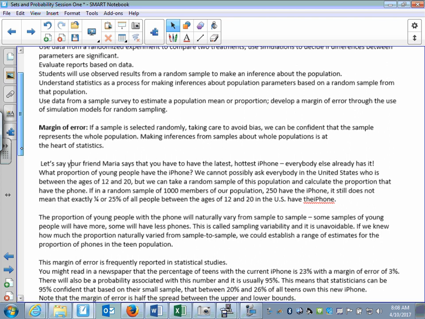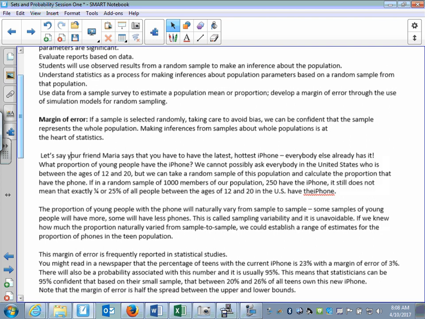Okay, let's take a look at an example here. If a sample is selected randomly, taking care to avoid bias, we can be confident that the sample represents the whole population. Making inferences from the sample about the whole population is the heart of statistics. Let's say your friend Maria says that you have to have the latest, hottest iPhone. Everybody else already has it. What proportion of young people have the iPhone? We cannot possibly ask everybody in the United States who is between the ages of 12 and 20, but we can take a random sample of the population and calculate the proportion that have the phone.